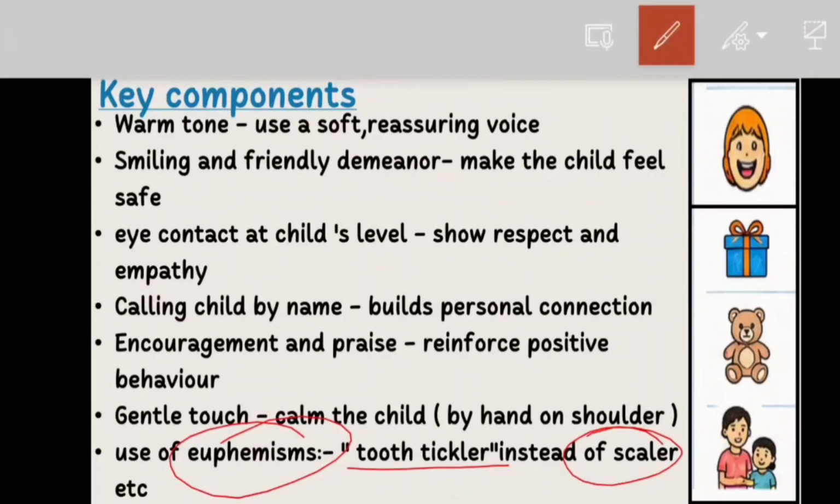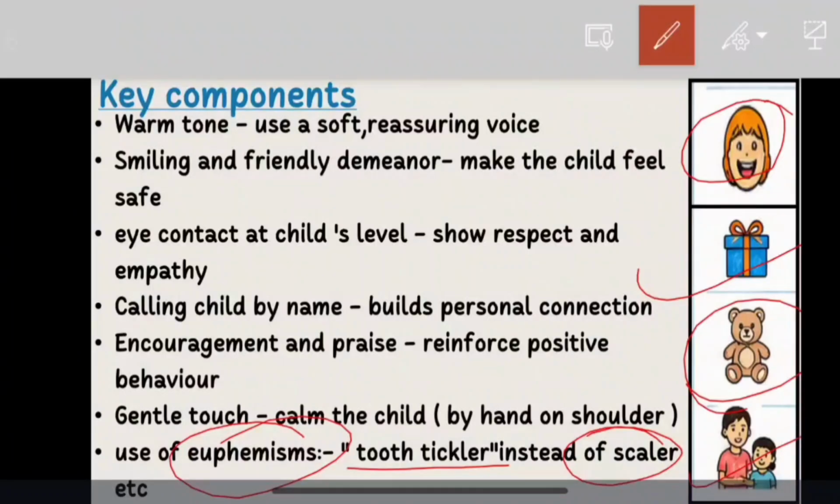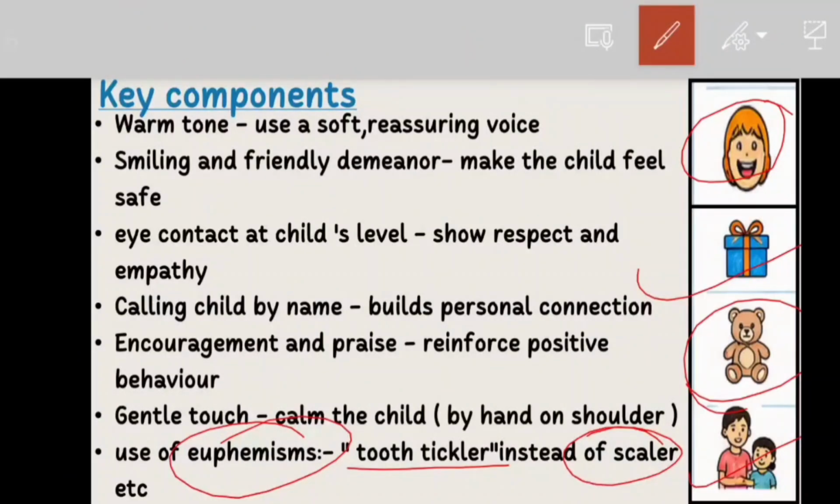Now the small pictures on the slide represent different TLC behaviors. This smiley face represents smiling and friendly behavior. This gift shows encouragement and reward. The teddy bear represents emotional comfort, and the child and adult show the caring relationship between the dentist, child and parent. Okay.